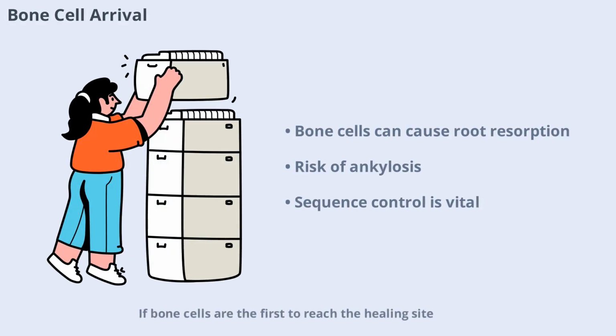If bone cells are the first to reach the healing site, the outcome can be less favorable. Early bone cell dominance may lead to root resorption, where the root surface is broken down, and ankylosis, a condition where the tooth becomes fused to the bone. Both of these outcomes compromise tooth stability and function. Therefore, controlling the sequence of cellular events is vital for achieving the best possible healing after periodontal therapy.